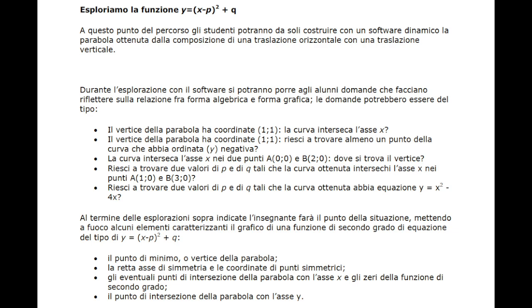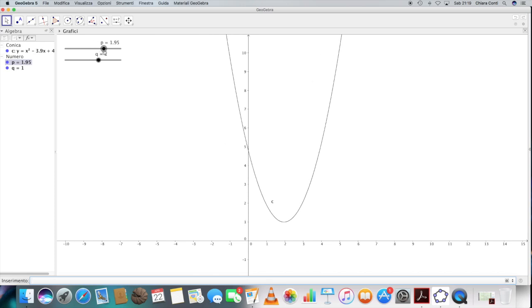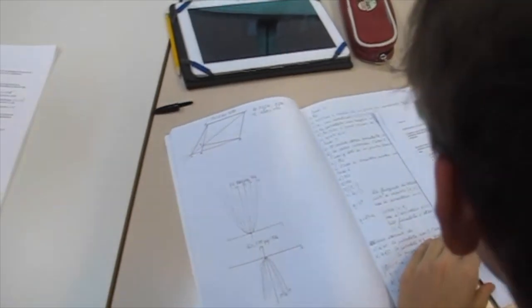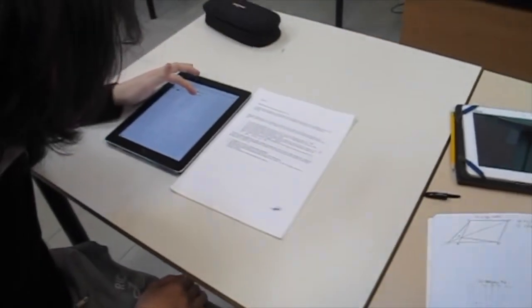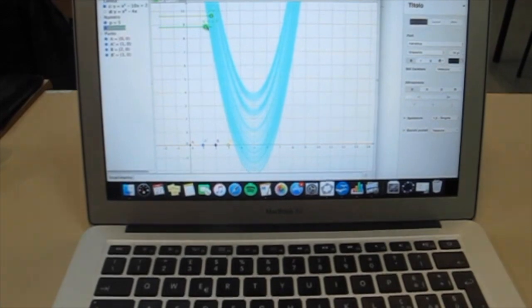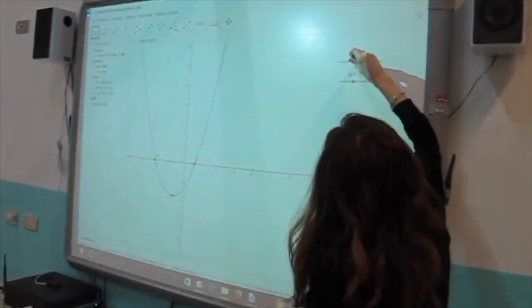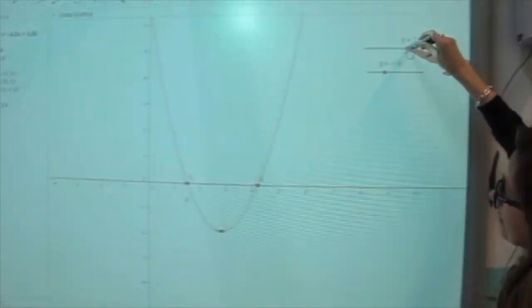Y equals, open bracket, x minus p, close bracket, to the power of 2 plus q. In this case, to the horizontal translation for P, we combine the vertical one for Q, and the vertex lies on the coordinate point P, Q.